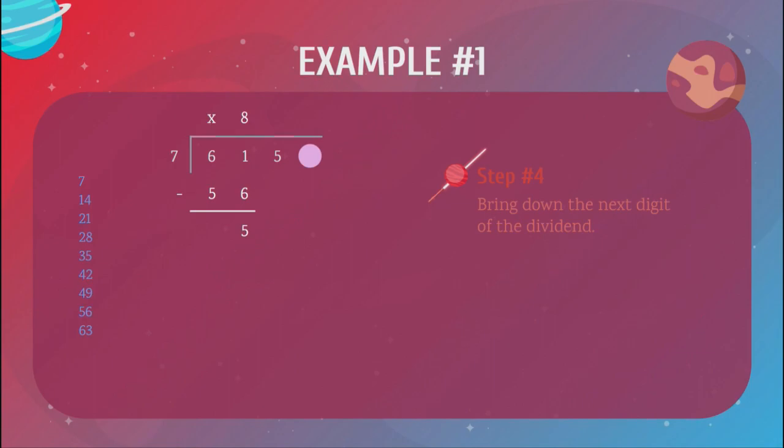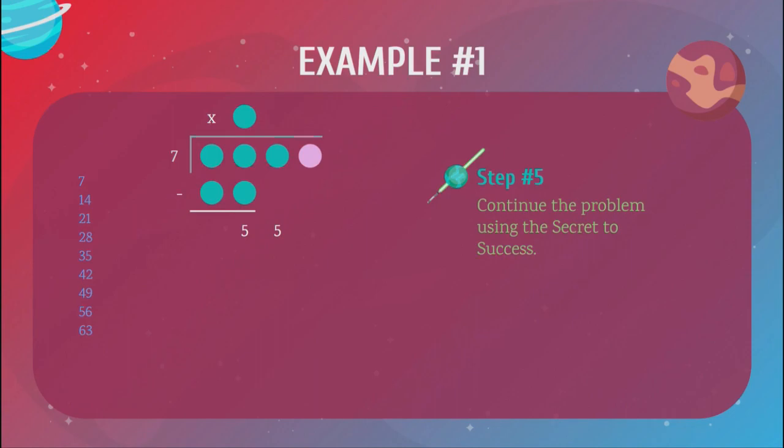We're going to bring down the next digit of the dividend. Just one. So we're going to take that 5 and we're going to bring it right down next to that other 5. It shouldn't go farther down. It should go right next to it. So let's continue. Now I've covered everything else. All we need to focus on is the 55 at the bottom and our divisor, the 7 off to the side. Don't worry about anything else.